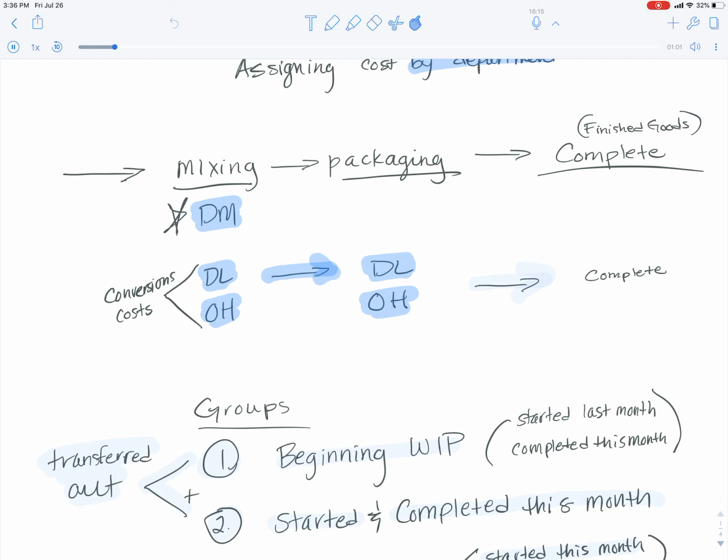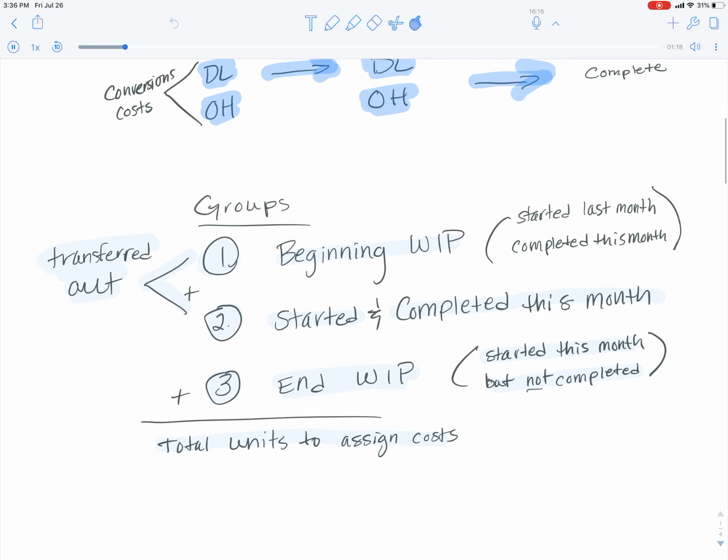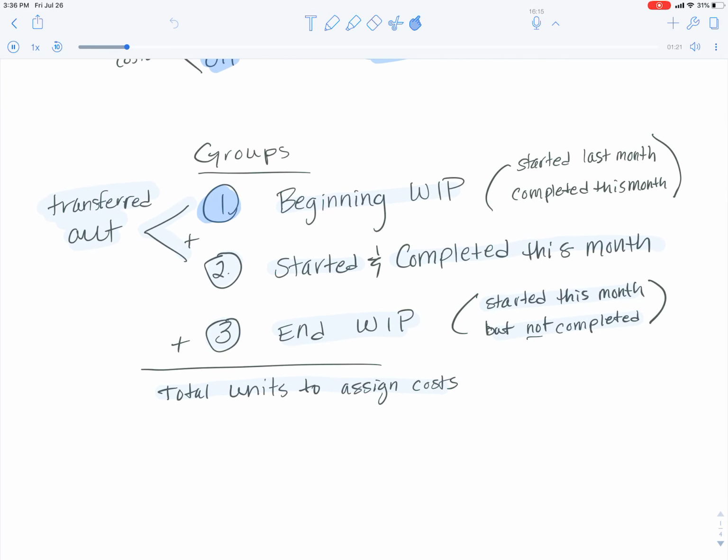And then we're going to add more overhead in packaging, and then we're going to transfer it on to being complete and a finished good. So we are going to keep up with this. We are going to be focusing on three main groups, and these groups are really key to understanding this chapter. So group one in each department is going to be our beginning work in process. So this is inventory that was started last month, but we didn't finish it. So it's beginning work in process this month.